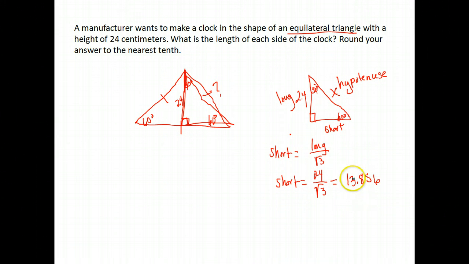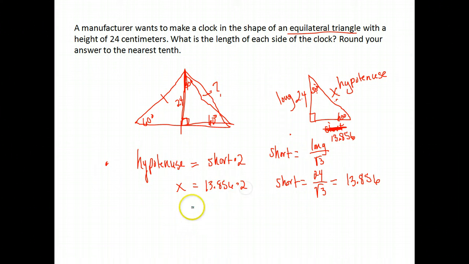Okay, and it wants our answers to the nearest tenth. I'm going to leave it out for now because that's not the one we're looking for. Okay, our rule was to find the short leg first, and we did. So the length of this leg, the short leg, is 13.856. We need the hypotenuse, which is the short leg times 2. If you look in your formulas, you should see when you're looking for hypotenuse, it's the short leg times 2, not the square root of 2, 2. So our hypotenuse, which is what we're looking for here, is our 13.856 times 2.